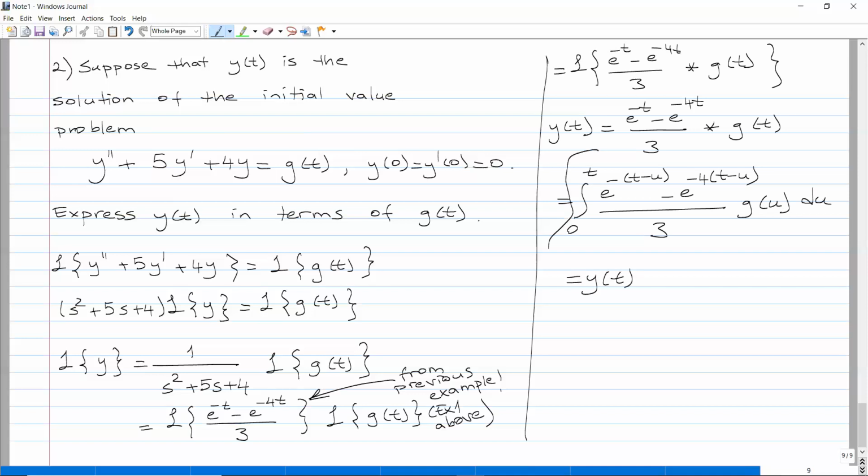Of course, since I don't know what g is, I cannot figure out this integral. But the problem asked me to express my function y in terms of g, and that's what we did. In this expression, we have the function g. All right, so this is the end of the subject on Laplace transforms and ordinary differential equations, in fact. This is all we are going to consider in the subject of ordinary differential equations.